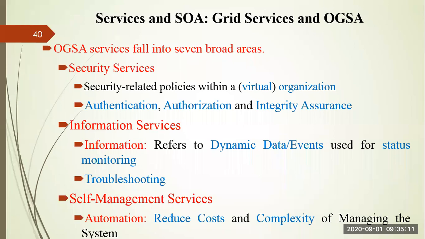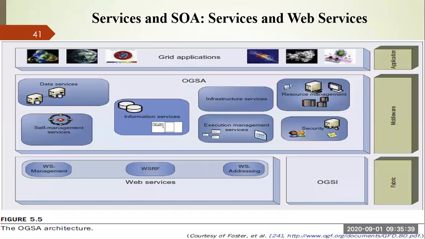Next is called your self-management services. In order to provide self-management services, you need automation. If everything is automated, the cost is also reduced, and many things will be done automatically, so that you need not process your data, like you are processing your data to get the information. Such things will be done automatically by writing code, so that the cost will be reduced and the complexity of managing the system will be reduced. So automation plays an important role in the self-management services.